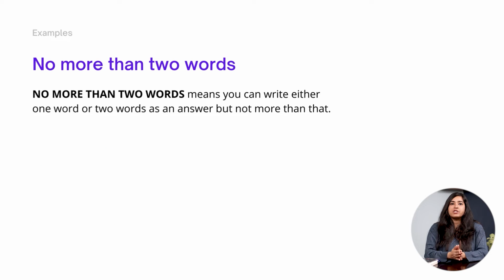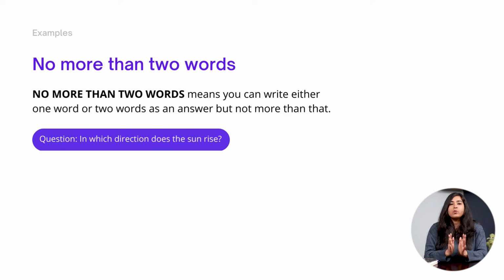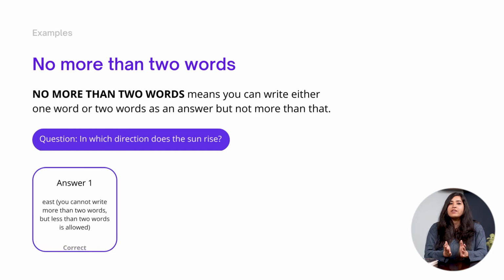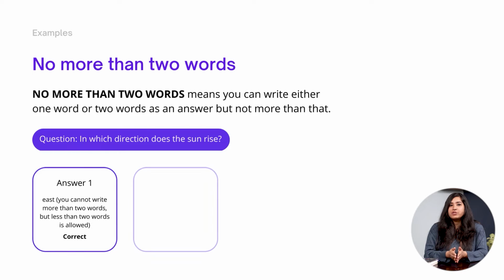Moving on to the instructions where it asks you to write no more than 2 words. This means you can write either one word or 2 words as an answer, but not more than that. Looking at our example question, in which direction does the sun rise? Answer 1, east. This is correct because even though you cannot write more than 2 words, less than is allowed. Answer 2, the east. This also works because it's 2 words.